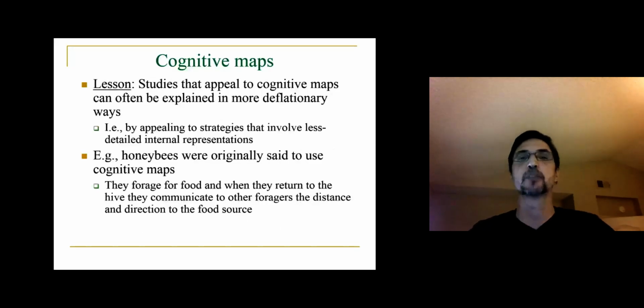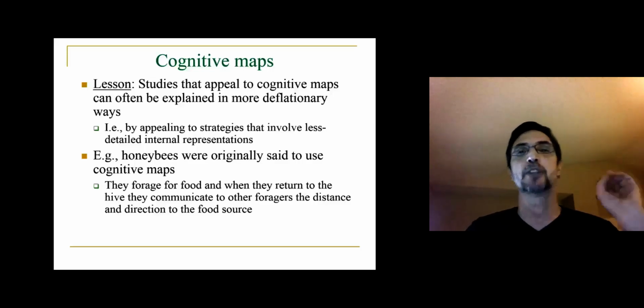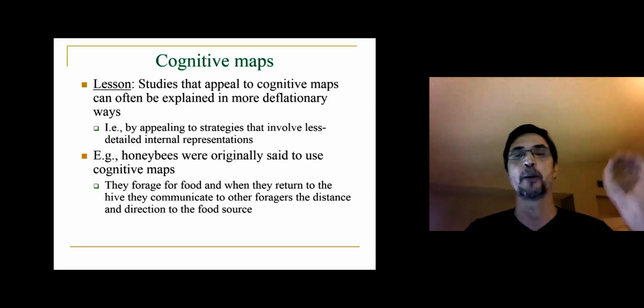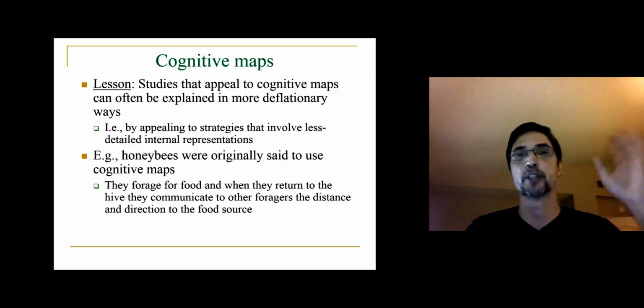So one of the lessons from this research is that studies that appeal to cognitive maps can often be explained in a more deflationary way. And what I mean by that is that quite often the results can be explained by attributing simpler representations, less detailed internal representations.